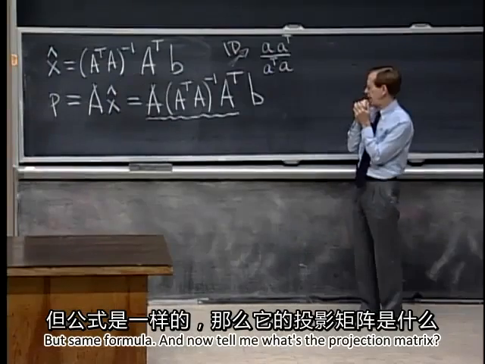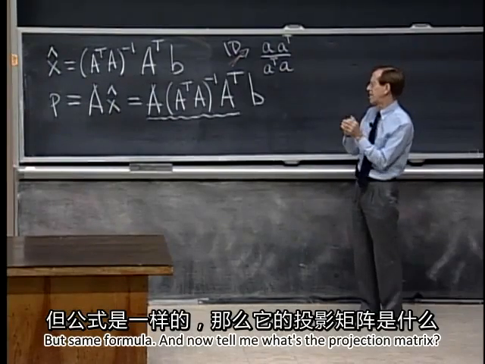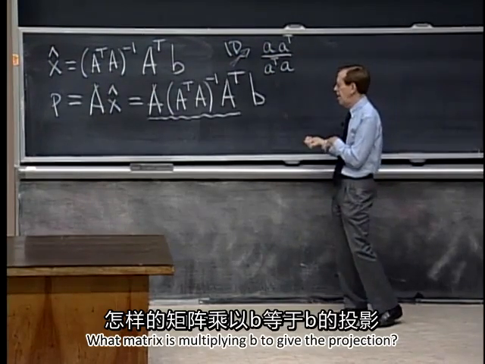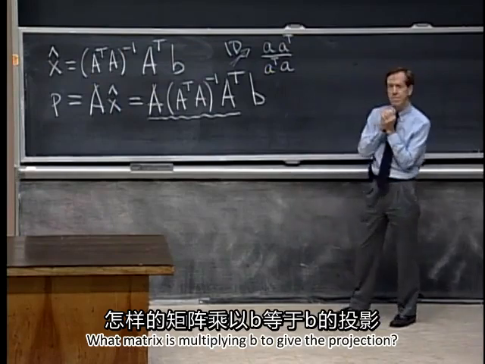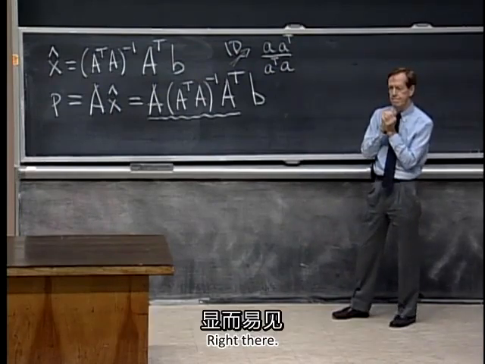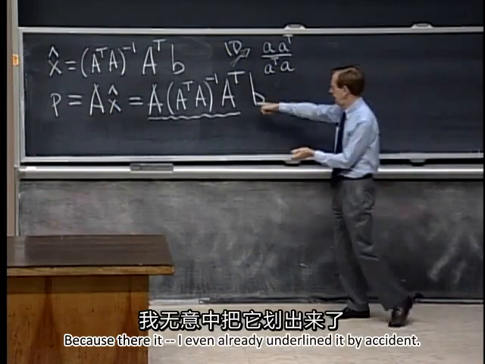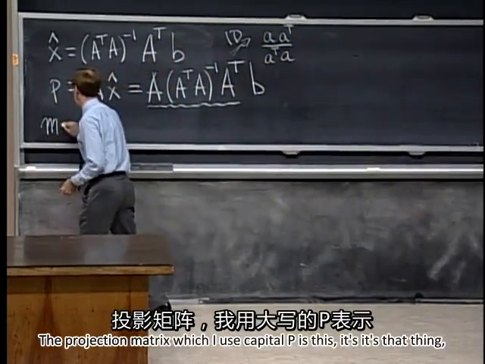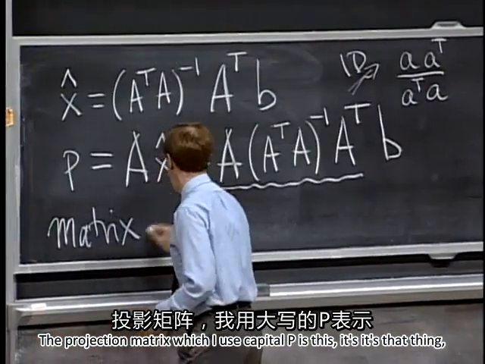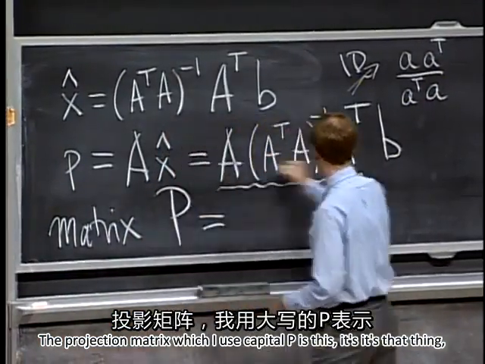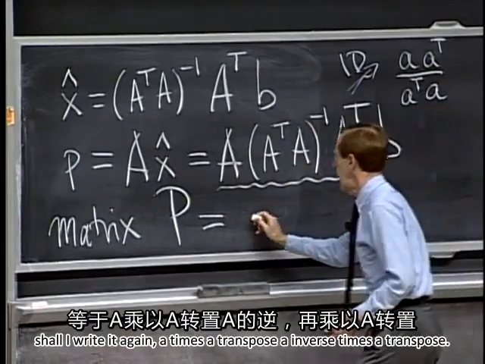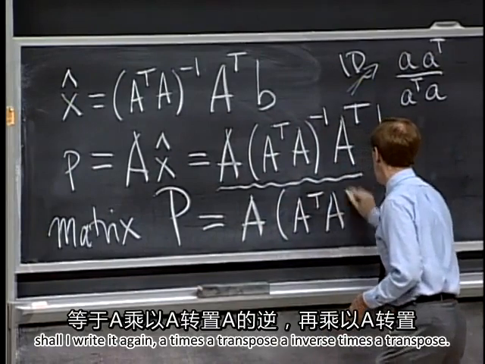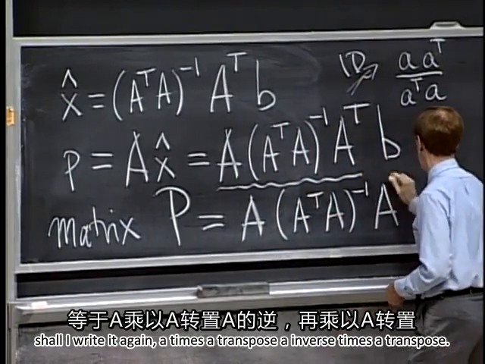And now tell me what's the projection matrix. What matrix is multiplying B to give the projection? Right there, it is. I even already underlined it by accident. The projection matrix, which I use capital P for, is this. Shall I write it again? A times (A transpose A) inverse times A transpose.